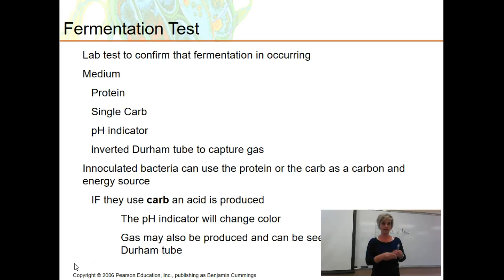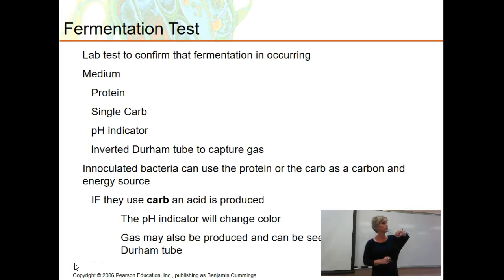Understand what's happening. That's key. That's how you learn information. If you can really walk your way through it and understand what's happening, then you know it. Not if you can memorize a sheet of paper and vomit it back to me. So when you understand what's happening, the reason why I have that color change is because I use the carbohydrate as the energy source, ignoring the protein, created an acid as a byproduct, and the pH indicator picked that up.